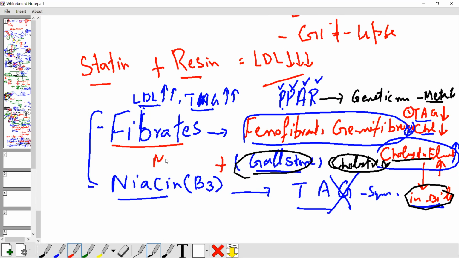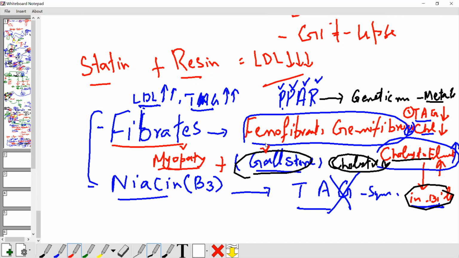Another side effect, same like statin, myopathy. Myopathy, okay, understand? Myopathy and gallstone. If you combine statin and fibrate, what happens with your muscle? Double myopathy. Oh, this combination is not good.